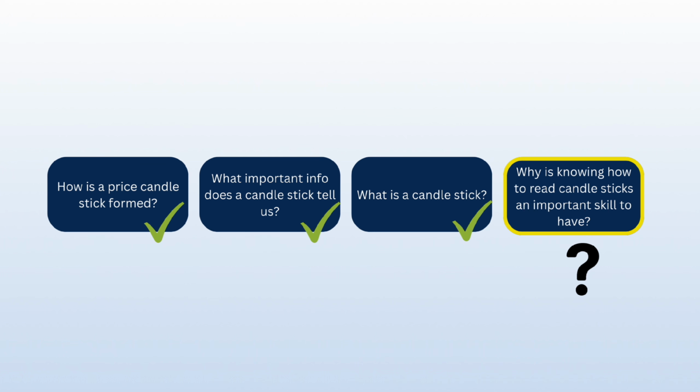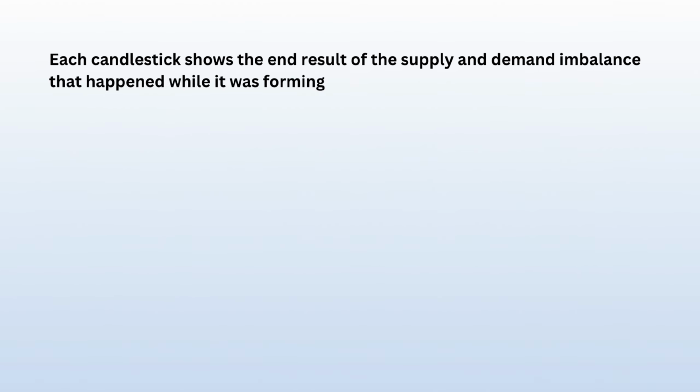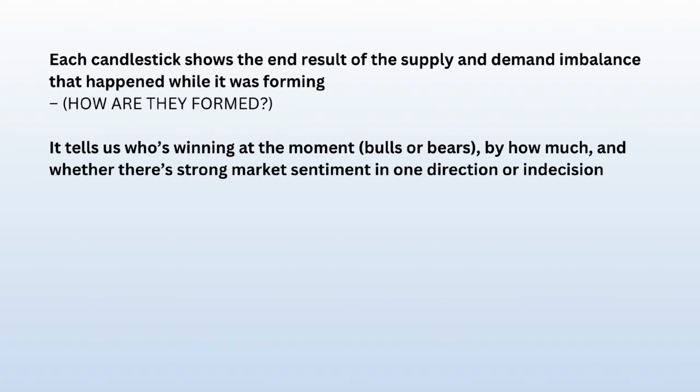And now, full circle, guys. Why is knowing how to read candlesticks an important skill to have? Each candlestick shows the end result of the supply and demand imbalance that happened while it was forming. This is how the candlesticks are formed. And every candlestick tells us who is winning at the moment. Is it the bulls that are winning? Is it the bears that are winning? By how much? And whether there is strong market sentiment in one direction, remember the full rectangles, or indecision, remember the cross-looking candlestick.